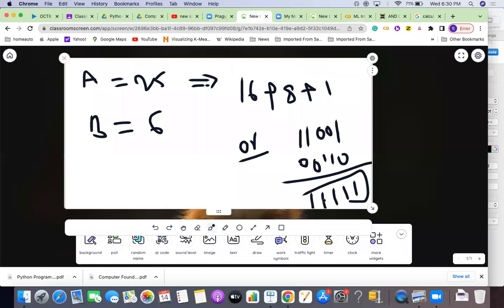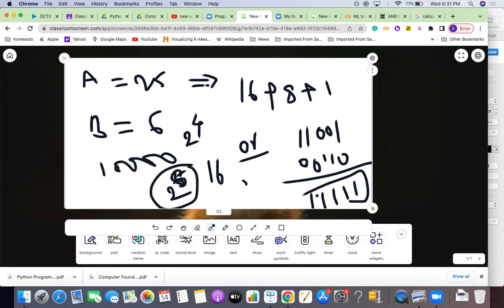How many ones? 1, 2, 3, 4, 5. So I should be doing 2 to the power of 5, correct? 2 to the power of 4 is 16, 2 to the power of 5 is 32. So 32 minus 1, correct? So 2 to the power of 5 means how much? How should I represent 2 to the 5?